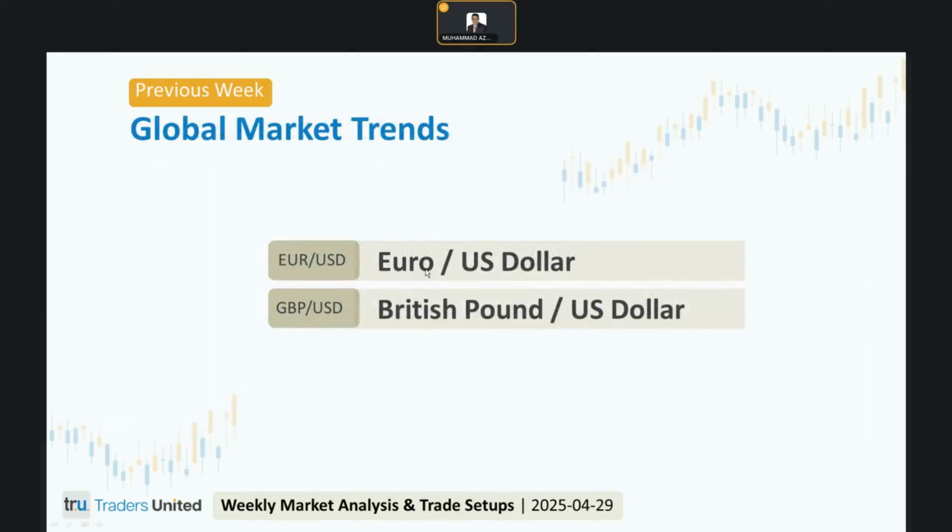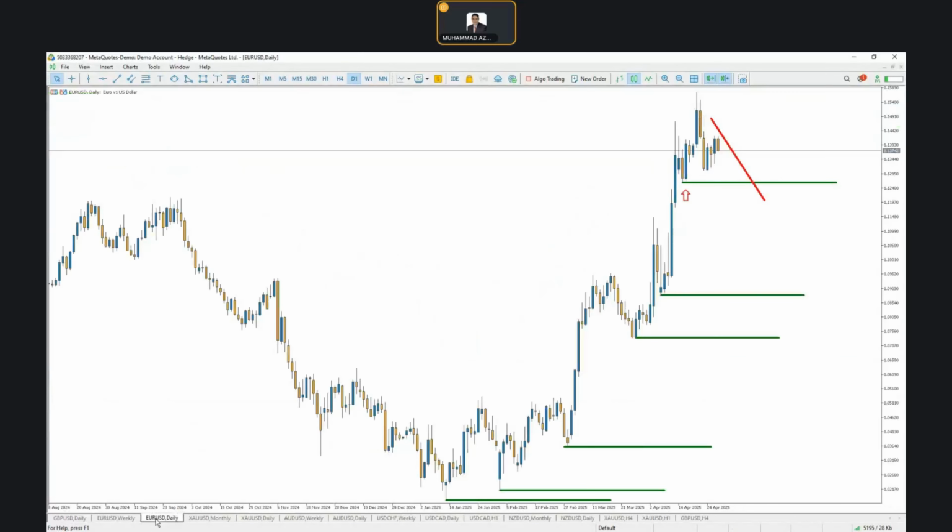Okay, previous week market trends, euro dollar and British pound. Let's take a look at euro dollar. So I was expecting a top and a drop in the price action of the euro dollar currency pair, and right now you can see price action is actually trying to fall back down, and it's most likely possible that euro dollar is going to break below the 1.1265 price area over here.